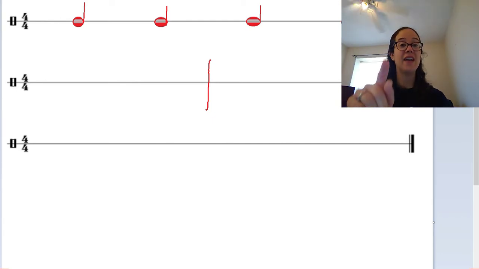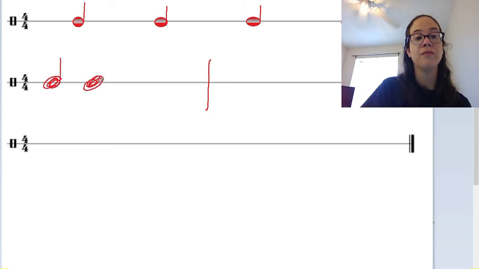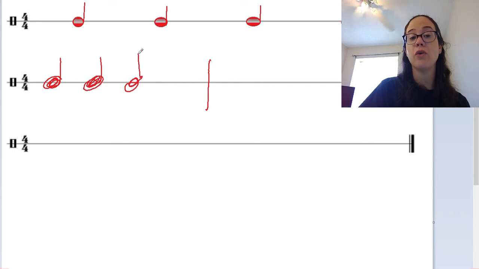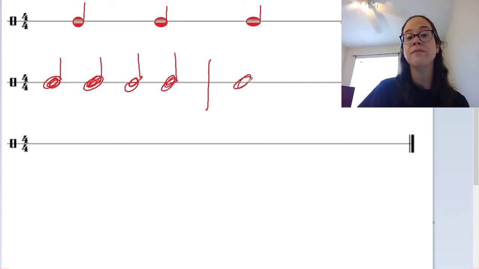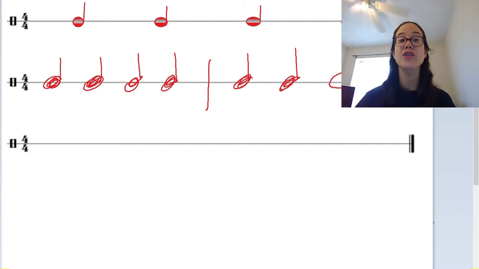So I would say, have your pencil ready to notate. 1, 2, ready, go. 1, 2, 3, 4. 1, 2, 3. And you would notate as you listen, just like I did here on this second line.